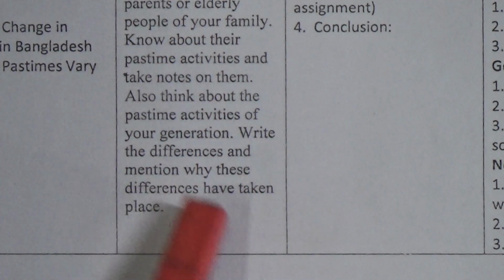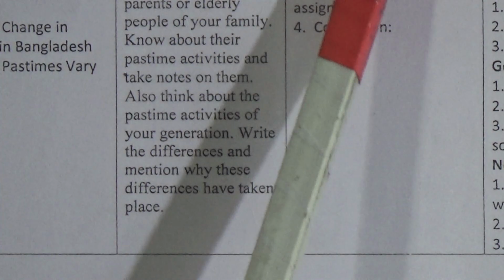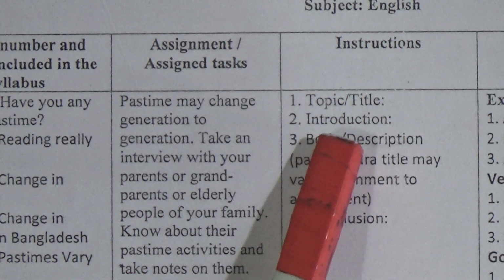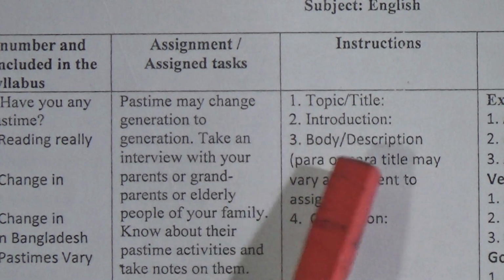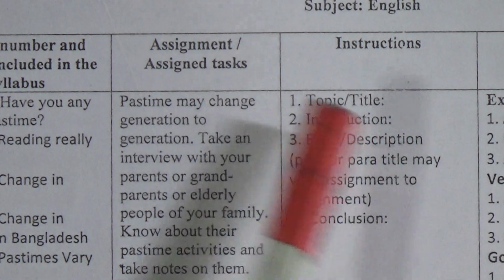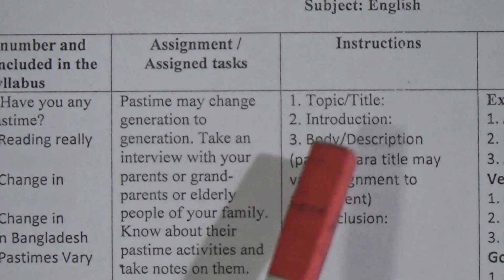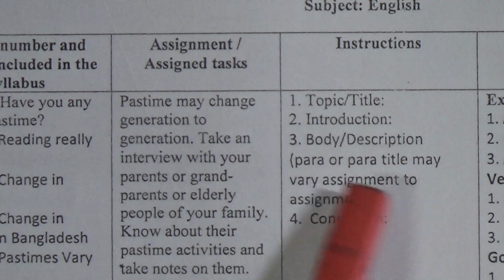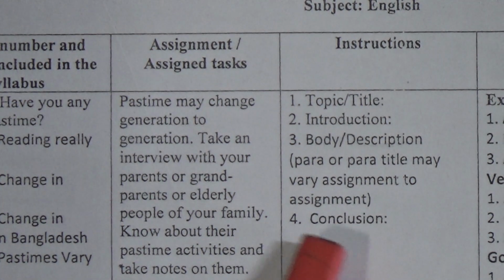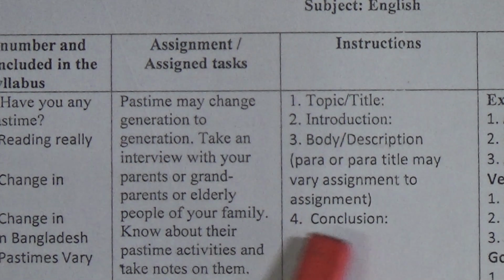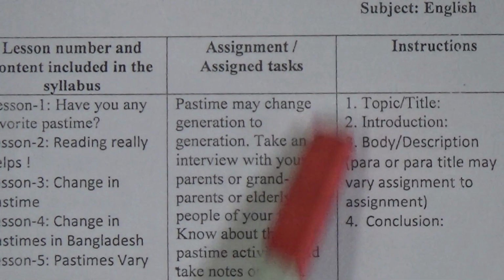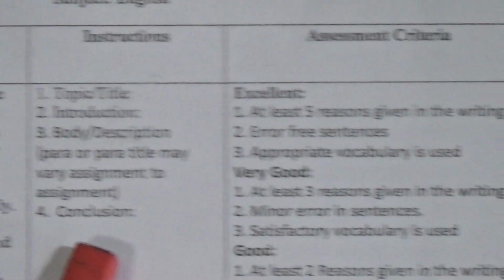To write your assignment, you have to provide a suitable topic or title, and you have to write an introduction, and after that you must give a body or description, and in your description you can write in paragraphs, or you can write the paragraphs with some titles. And at last of your writing, you have to write some lines that is called the conclusion. In short, you will give a conclusion. So if you provide this, your assignment will be fulfilled.